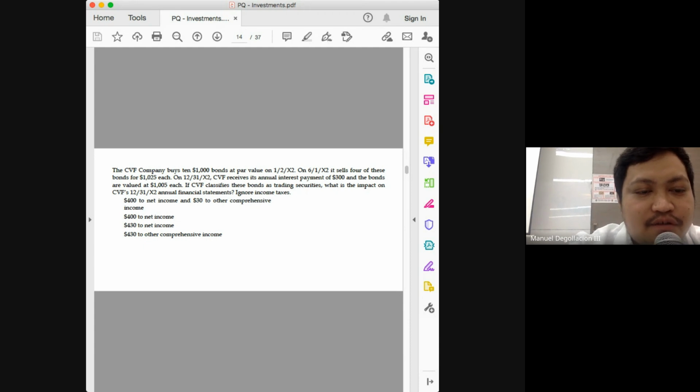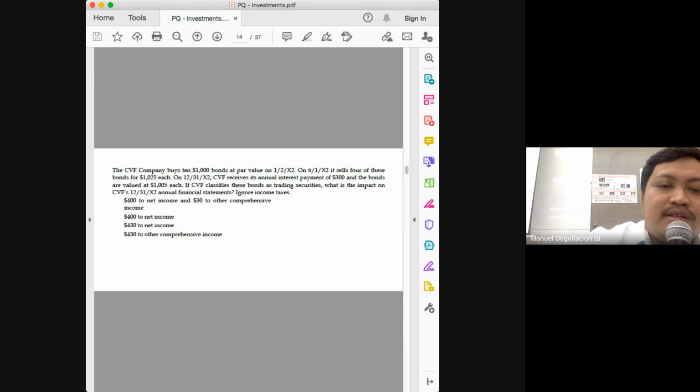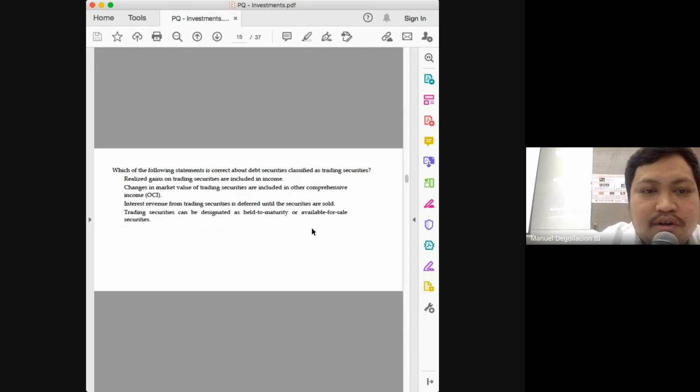So there's an increase of total of 30. What kind of gain is the 30? Realized or unrealized? Unrealized, but this will still be reported in your income because the bonds are classified as trading securities. So what are our gains here? 100 from realized gain from the sale of the bonds, 300 from interest, and then 30 from unrealized gain. Again, why is the 30 included in the net income? Because the bonds are classified as trading securities. So the answer here is 430.